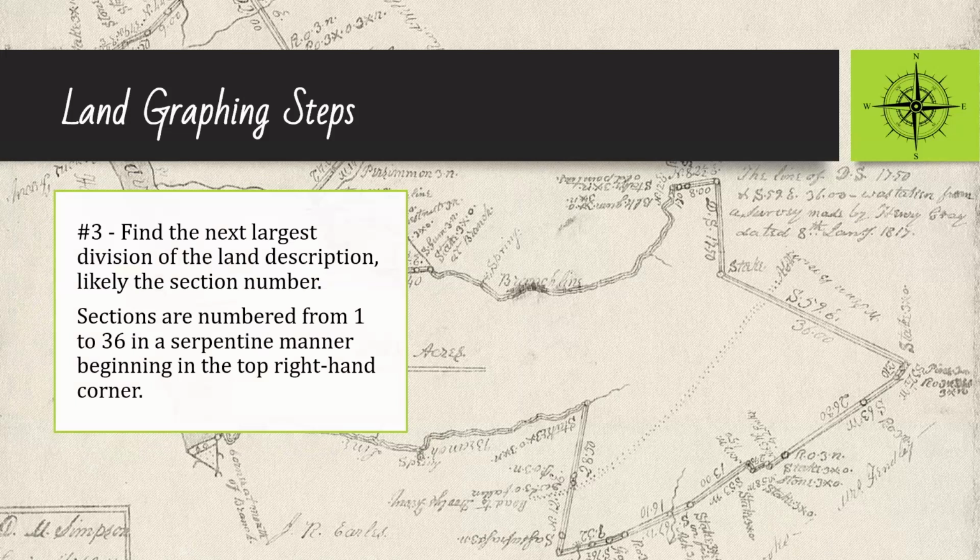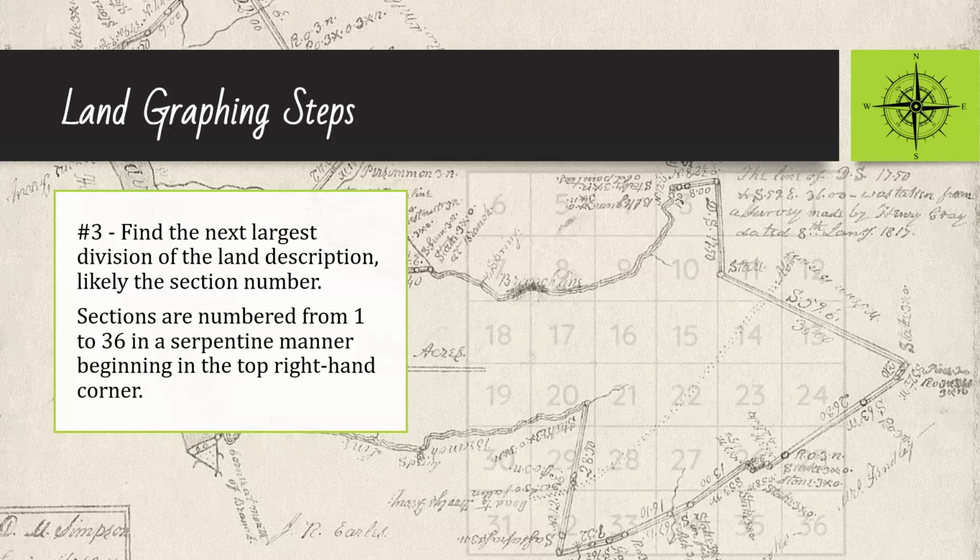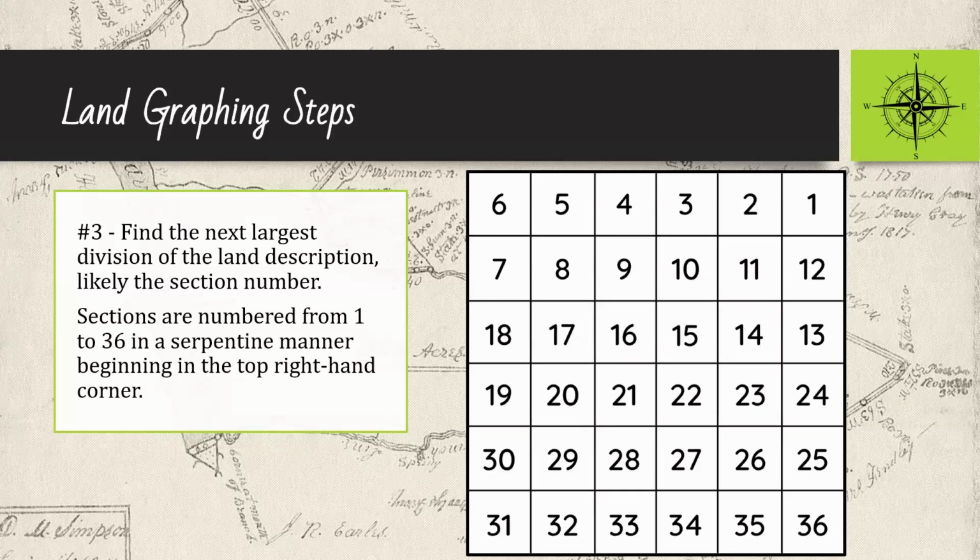Okay, so now that we've located that, we need to go to the next largest division, which is often the section number. This is the square that we pulled from our map just now. Sections are numbered from 1 to 36, because this is 6 miles on each side, in a serpentine manner beginning at the top right-hand corner. I don't know who picked that. It's not the most intuitive thing to me. It doesn't make sense to me. What I mean by that, from the top right, 1, 2, 3, 4, 5, 6, and then drop down 7, 8, 9, and you're snaking back and forth. That is how these are numbered.